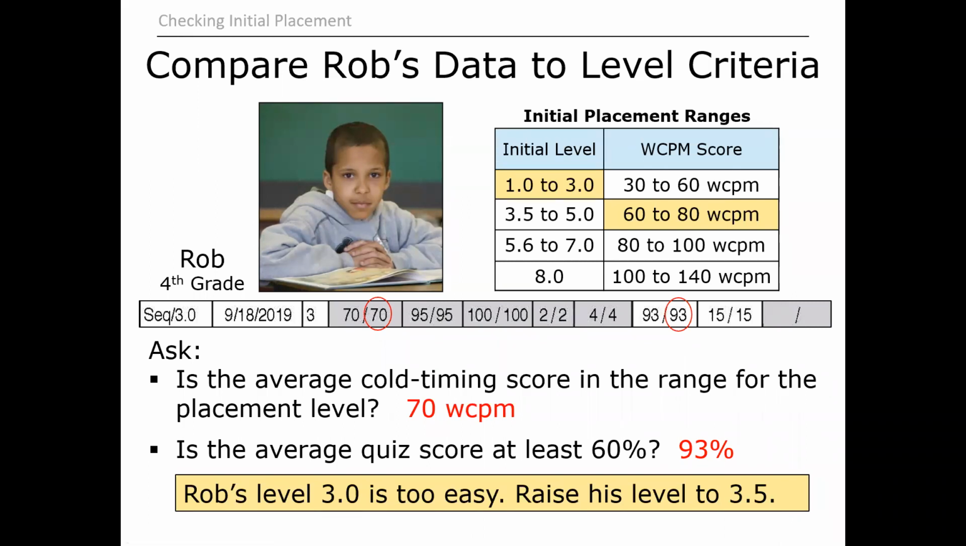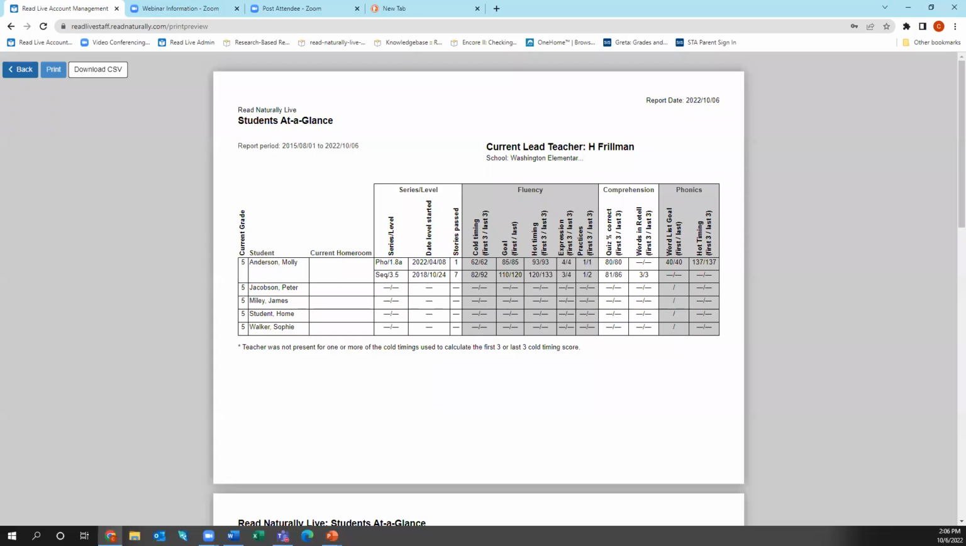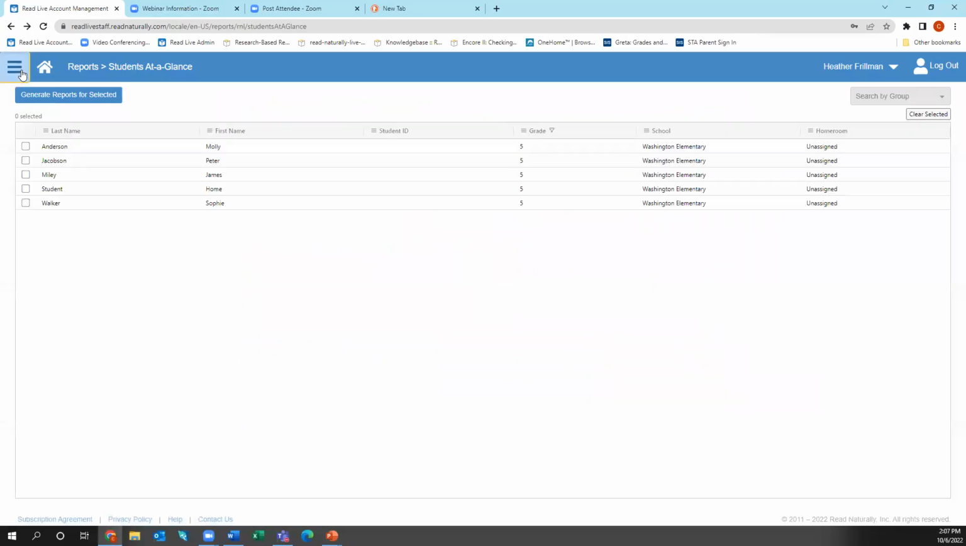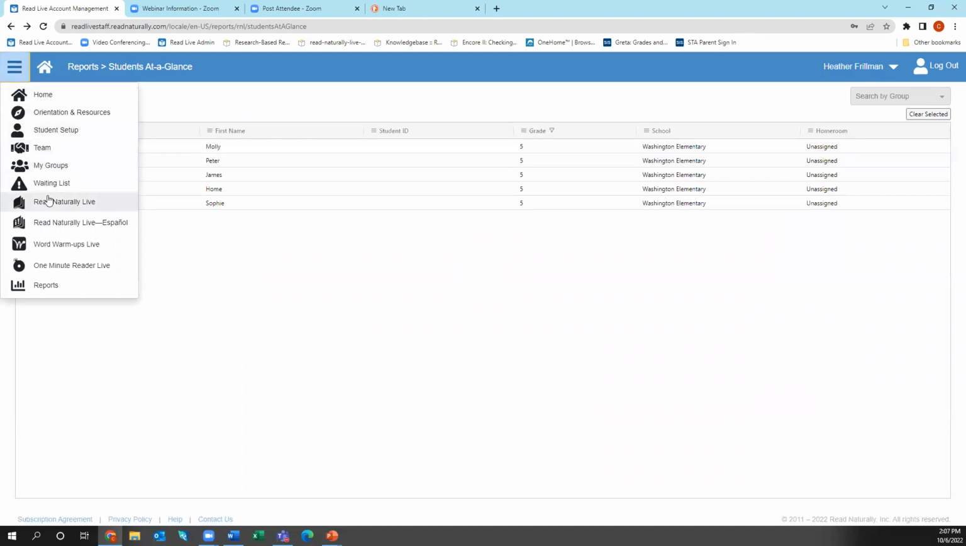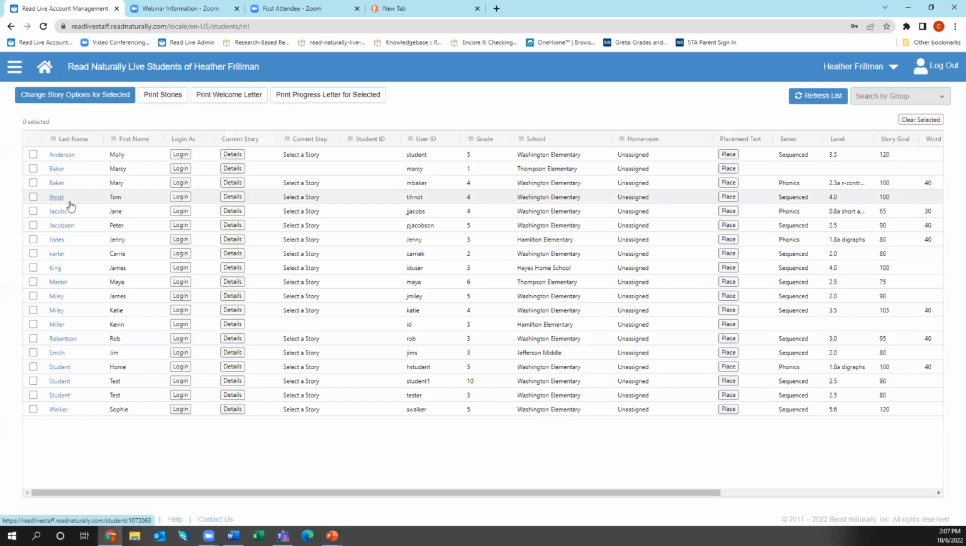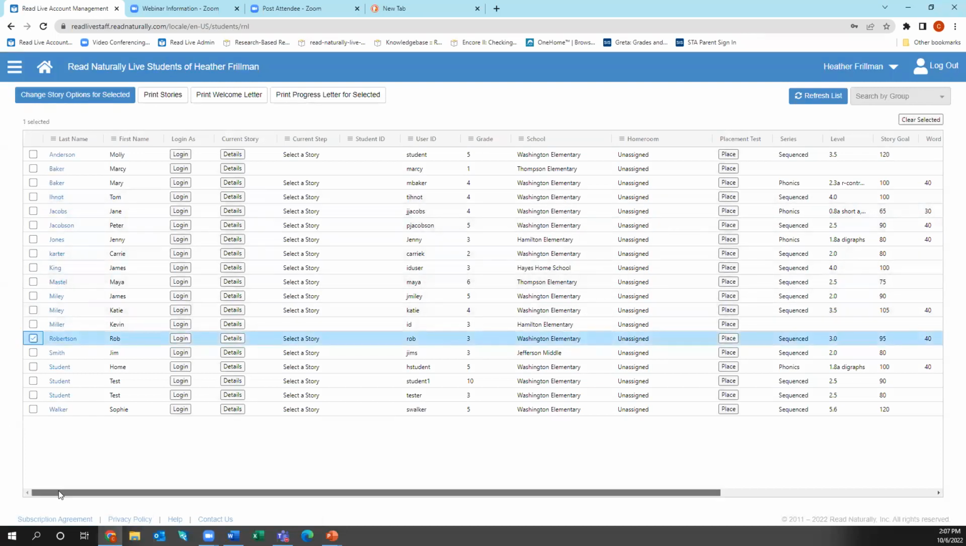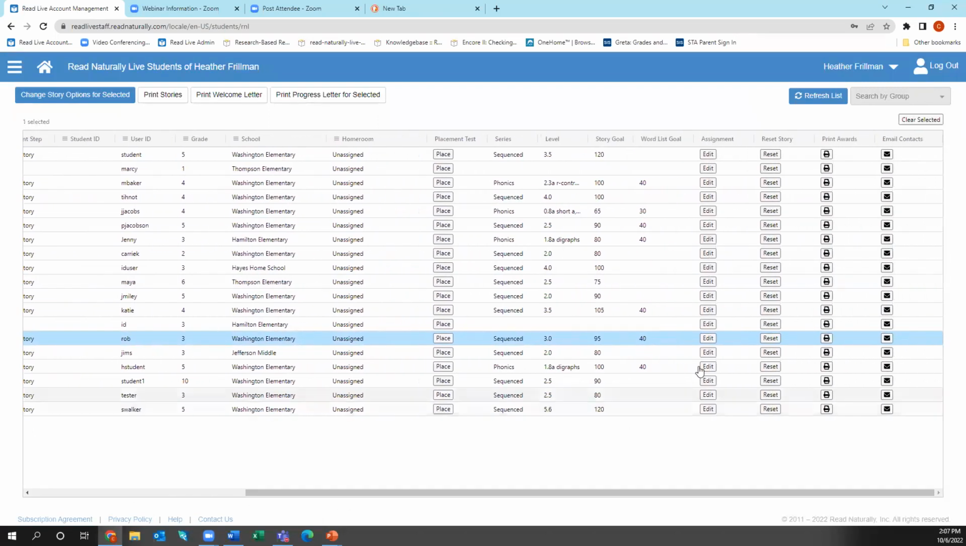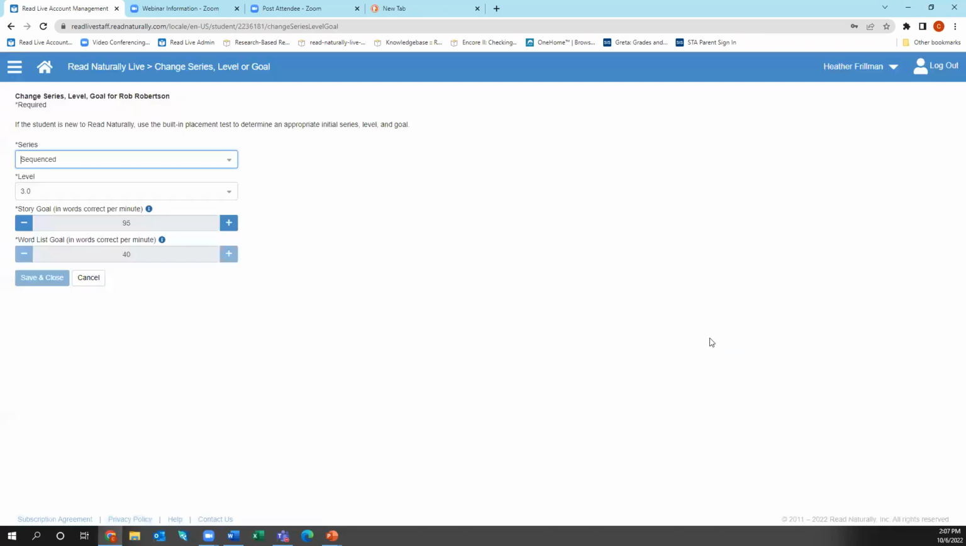So now I'm going to show you where you can do that within Read Live. We navigate on our toolbar over to the Read Naturally Live section of the staff module. I'm going to find Rob's name on my list, and when I scroll to the right, I see there is an edit button. If I click on that edit button, I can alter his series level and goal. What I decided to do for Rob was to move him from 3.0 up to 3.5. Then I can click Save and Close.